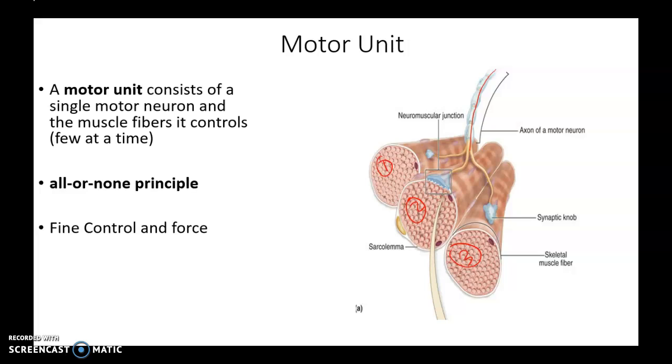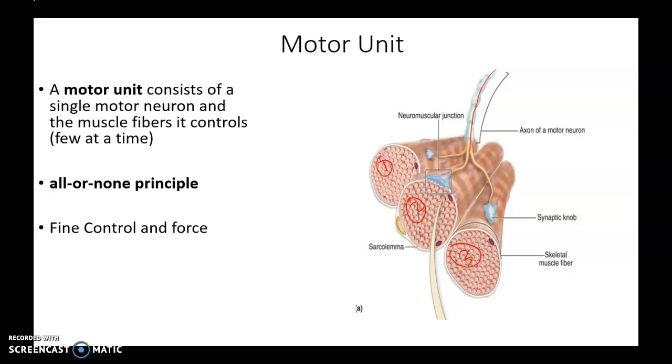In the example of me controlling the class, if I'm controlling 32, that will be a smaller motor unit. And if you think of me in your lecture room, me controlling 64 of you, that's going to be a larger motor unit. Good? Okay.